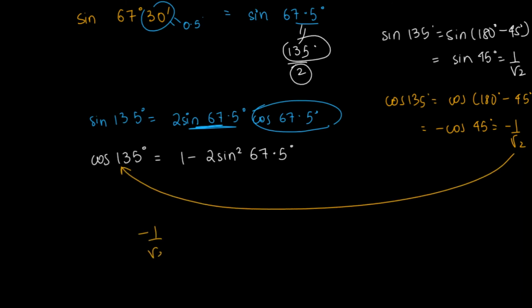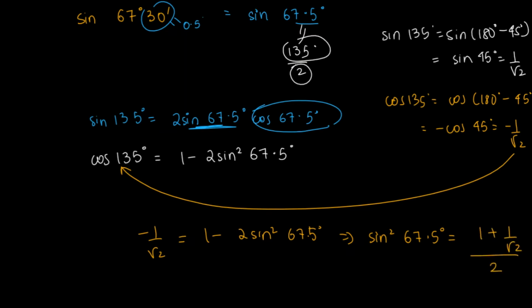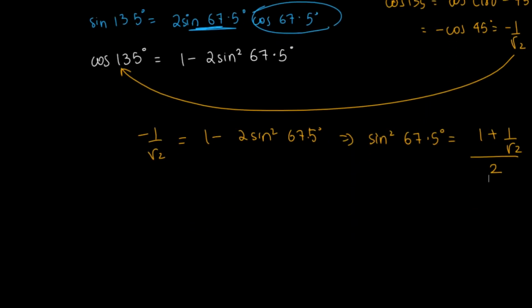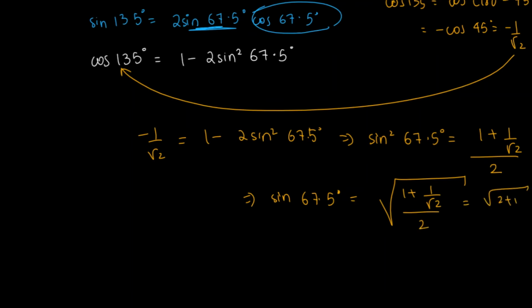So negative 1 over square root of 2 is equal to 1 minus 2 sine squared 67.5 degrees. This just gives you the fact that sine squared of 67.5 degrees is equal to 1 plus 1 over square root of 2, over 2. This is a lot easier. You can take the square root on both sides, so sine of 67.5 degrees is equal to the square root of (1 plus 1 over square root of 2) over 2, which is just the square root of 2 plus the square root of 2, over 2.